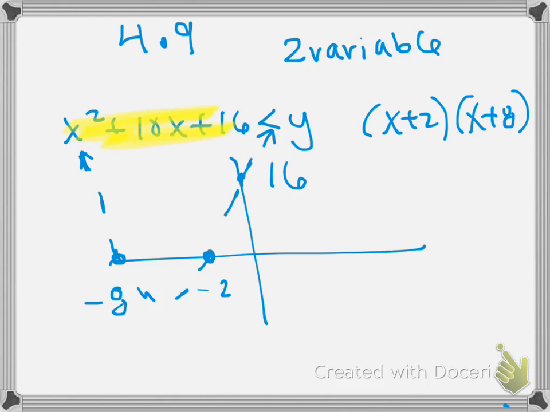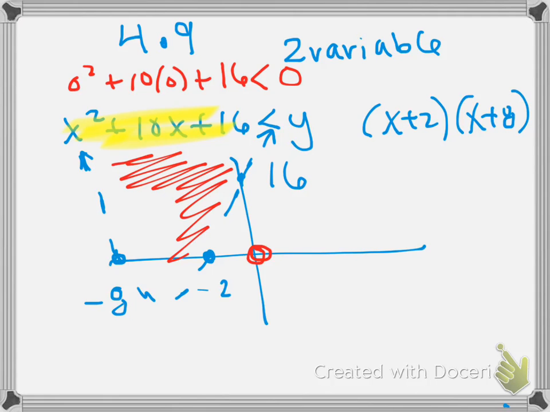Now the only question is, where do I shade? So in class, we talked about this point 0, 0, the origin. If I plug that in, if I put 0 on the left, I have 0 squared plus 10 times 0 plus 16. And is that in fact less than 0? Well, it turns out that 16 is not less than 0, so I will not shade under, I will shade above.